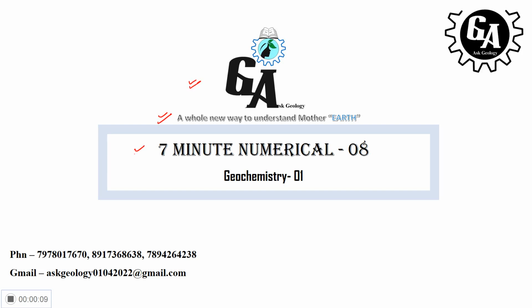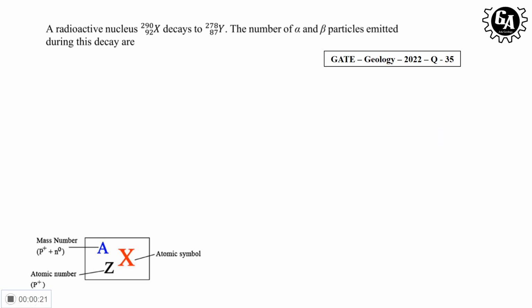In today's 7-minute numerical class, we'll be discussing one numerical related to geochemistry, and this is going to be the first numerical in geochemistry. The question is: a radioactive nucleus X decays to Y. Within the decay, the number of alpha and beta particles emitted during this decay are?